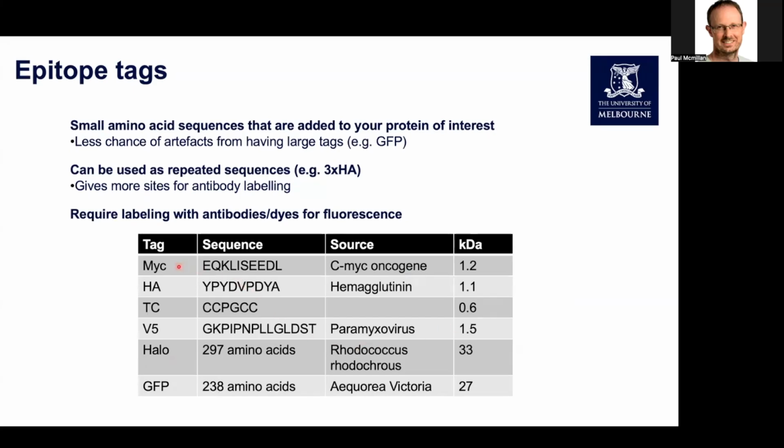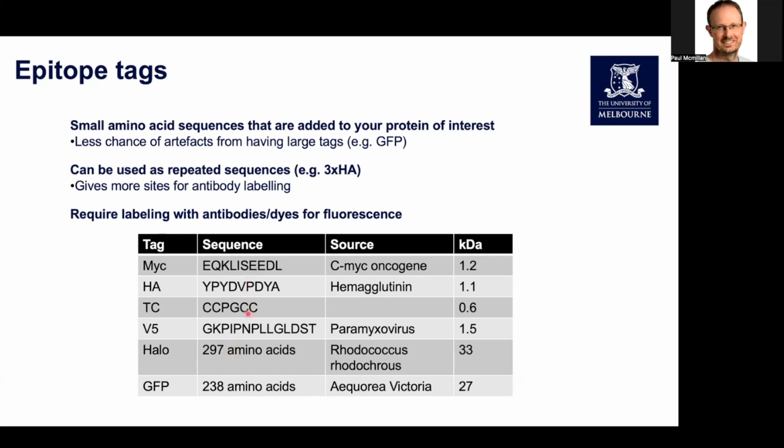So some examples of these that you might have heard of before are like a MYC tag, a HA tag, V5 tag. These are very short amino acid sequences that we can use to detect these tags. Often we will need to use either an antibody-based or a dye-based approach to detect these tags. So like a MYC tag, a HA tag, V5 tag, we would be using antibodies. If you use something like a halo tag, for example, then we can use dyes which will bind specifically to that halo tag.